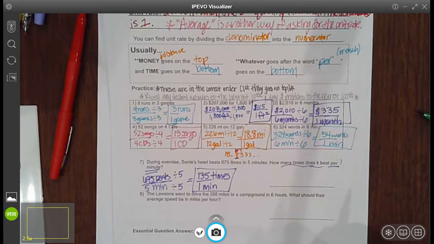Okay, the next one says the Lawsons want to drive the 288 miles to a campground in 6 hours.